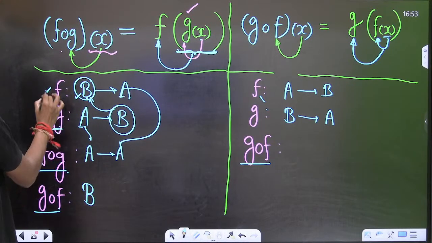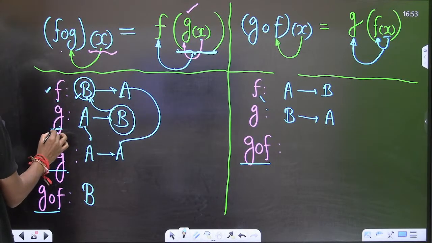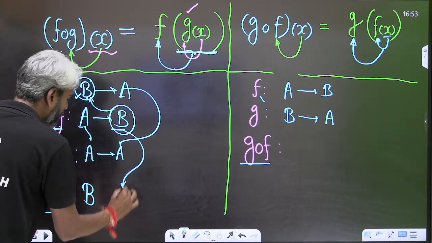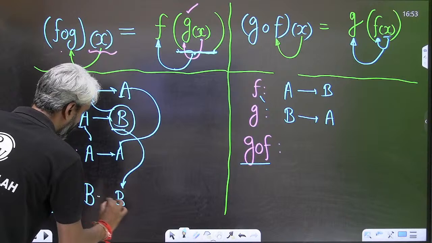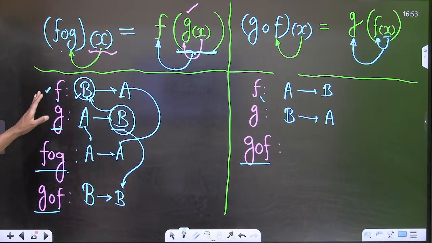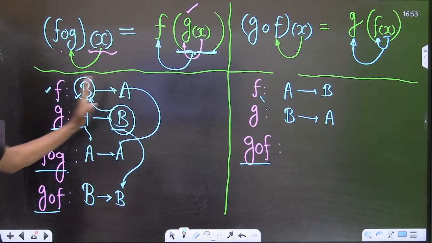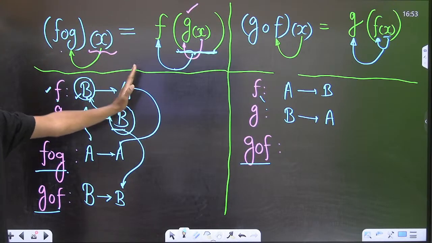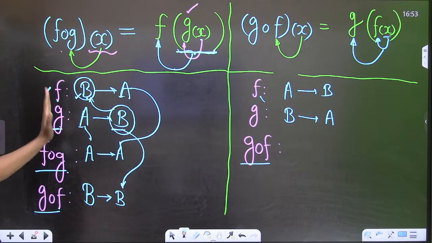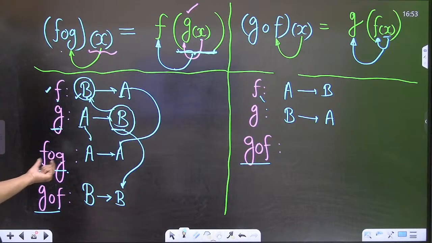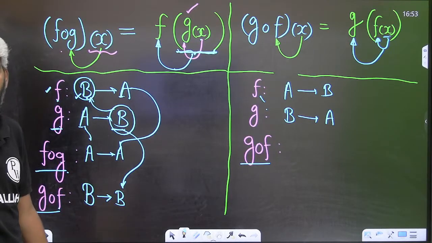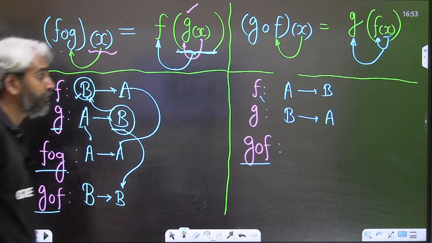So g will take the value produced by function f as an input and will produce the output from the codomain of set g. Therefore, if function f is defined from B to A and g is defined from A to B, then f of g will be defined from A to A, but g of f will be defined from B to B.